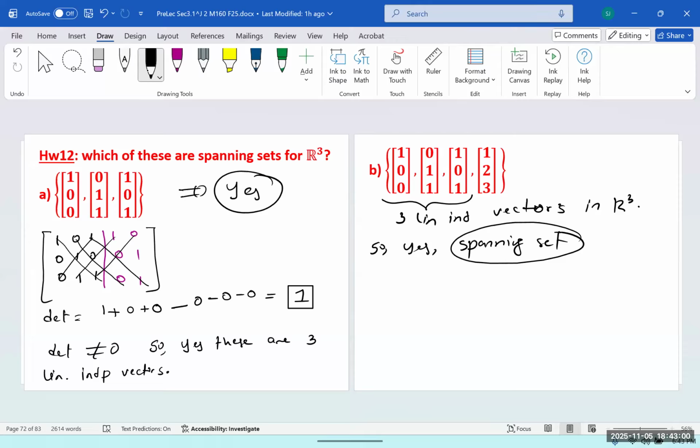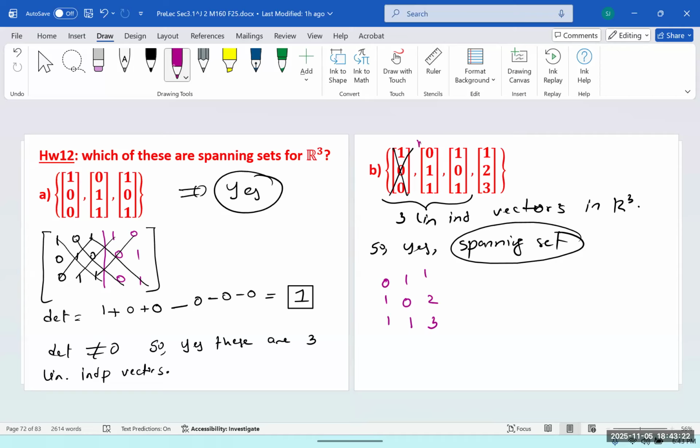So you have to just cross out one and then find the determinant of the other three. But now if you did not cross out the third one, but you crossed out the first one, do you still get the determinant not 0? Let's see. 0, 1, 1, 1, 0, 1, 1, 2, 3.